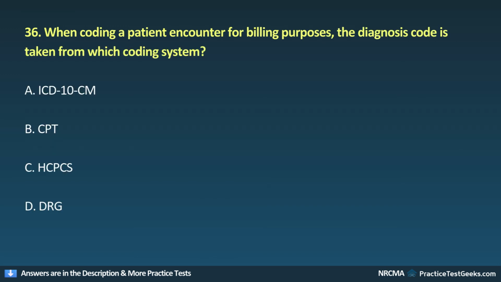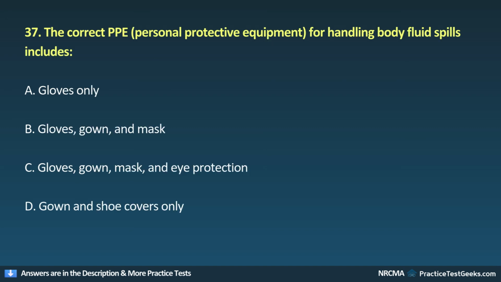36. When coding a patient encounter for billing purposes, the diagnosis code is taken from which coding system? A. ICD-10-CM. B. CPT. C. HCPCS. D. DRG. 37. The correct PPE, personal protective equipment, for handling body fluid spills includes A. Gloves only. B. Gloves, gown, and mask. C. Gloves, gown, mask, and eye protection. D. Gown and shoe covers only.